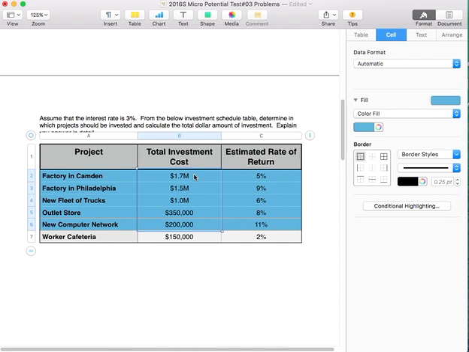Your total investment is just adding up the total investment costs of each of the projects that you're going to engage. So we would add up the cost of the factory in Camden, the factory in Philadelphia, the new fleet of trucks, the outlet store, and the new computer network. Add those numbers together, and that will give us how much this company actually invests.